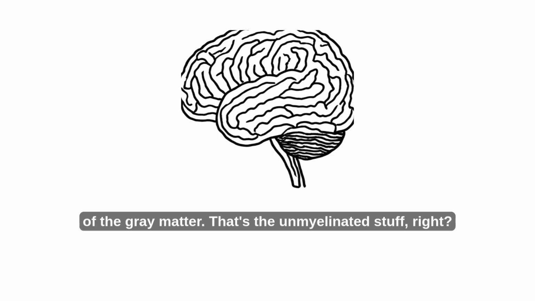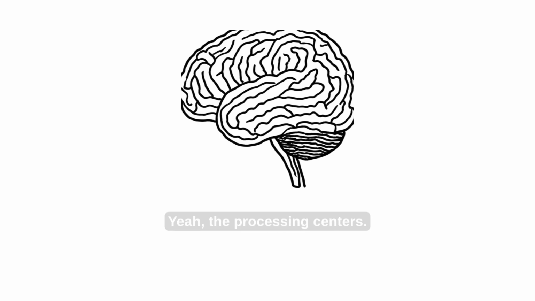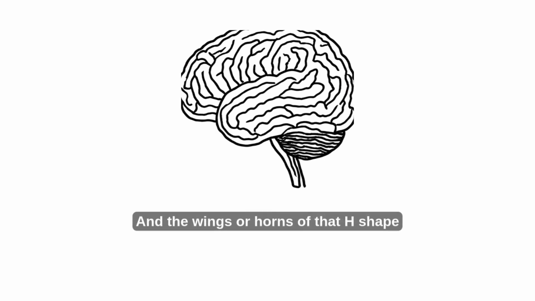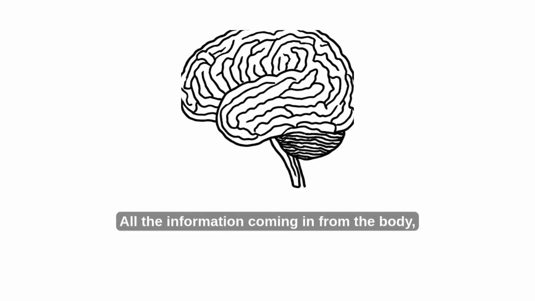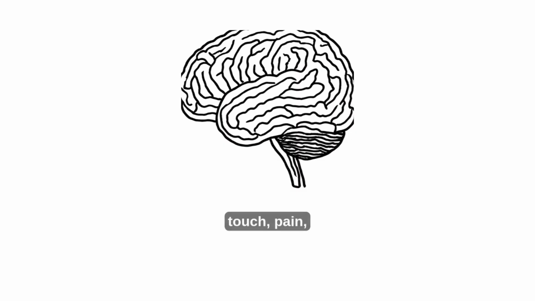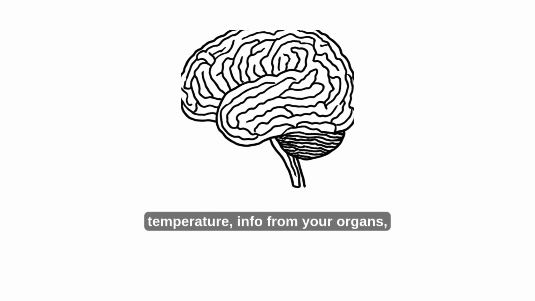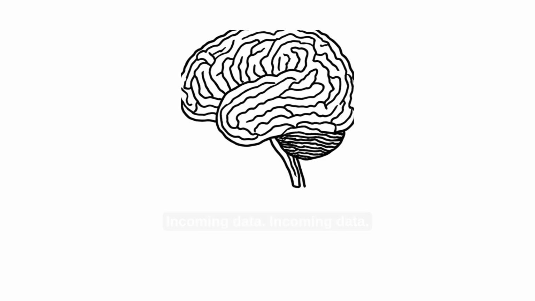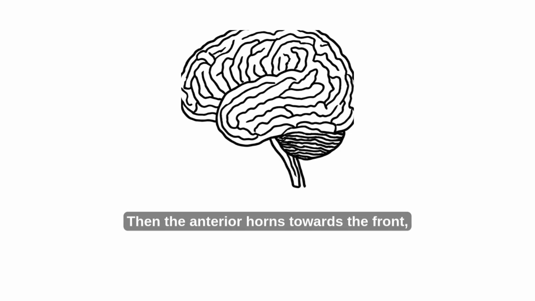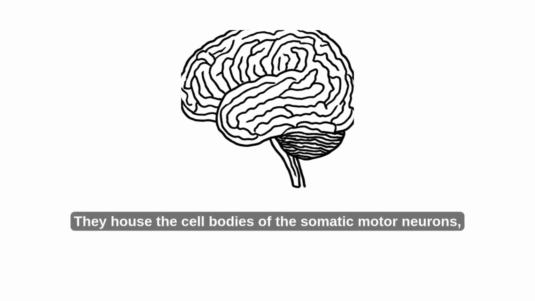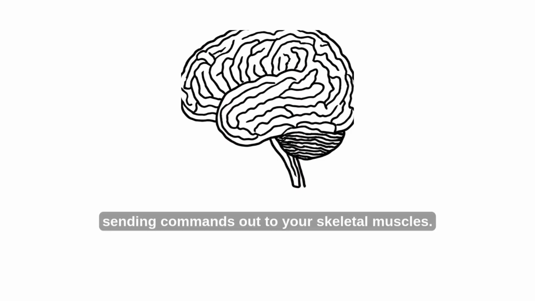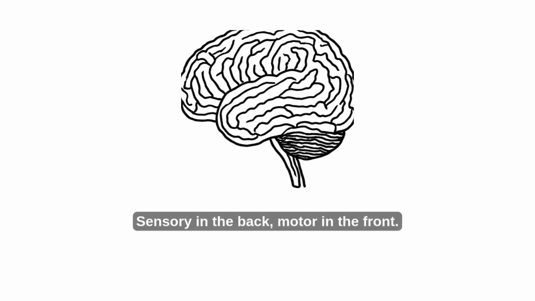That's the unmyelinated stuff, right? Cell bodies, glial cells. Yeah, the processing centers. And the wings or horns of that H shape are functionally divided. Very neat division, actually. How so? Well, the posterior horns, the ones towards the back, they're purely sensory. All the information coming in from the body, touch, pain, temperature, info from your organs, it all arrives there first. Incoming data. Then the anterior horns towards the front, they're strictly motor. They house the cell bodies of the somatic motor neurons, your lower motor neurons, sending commands out to your skeletal muscles. Sensory in the back, motor in the front.